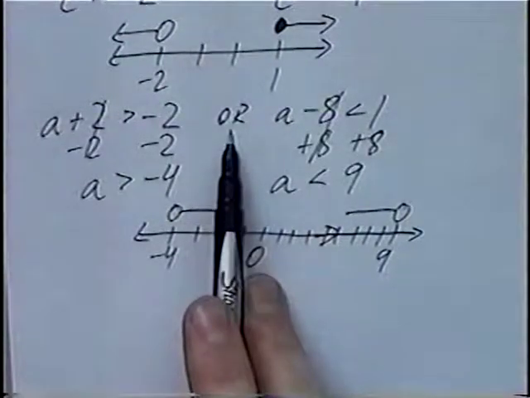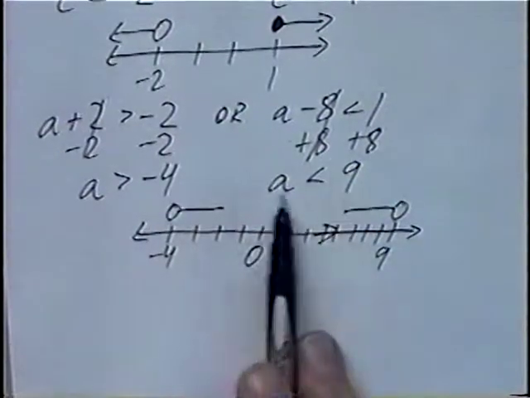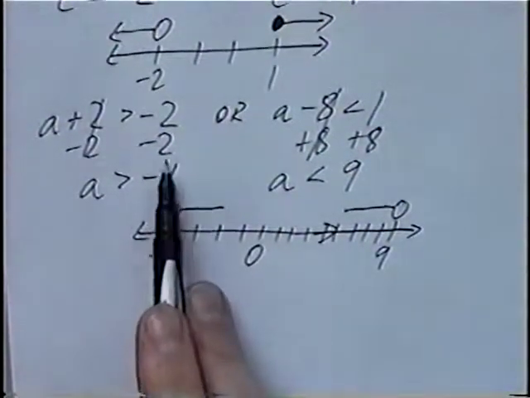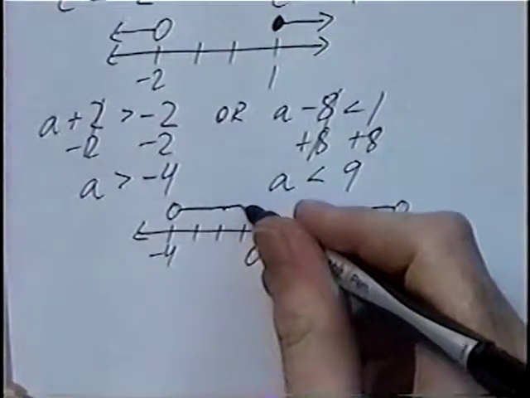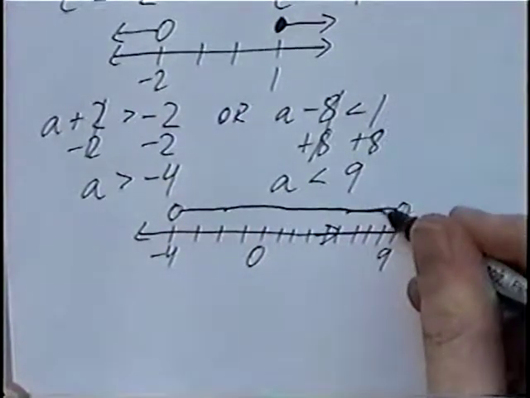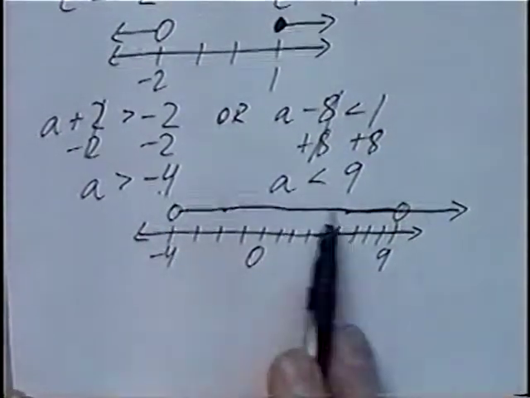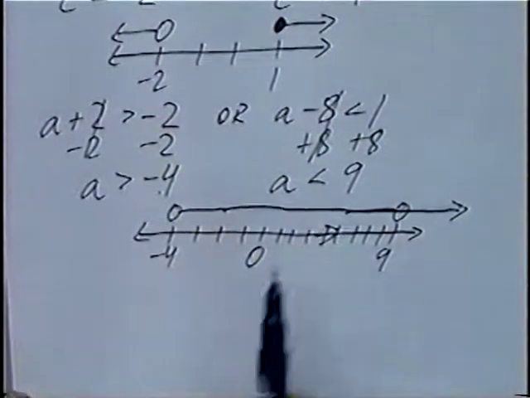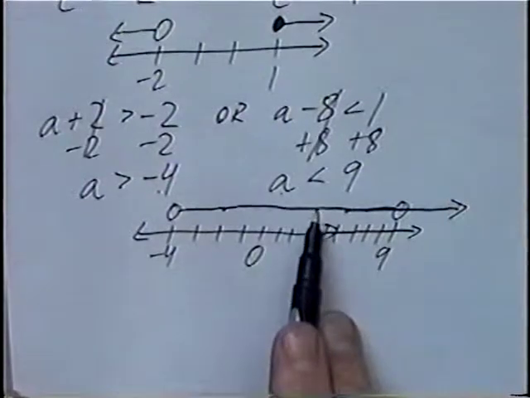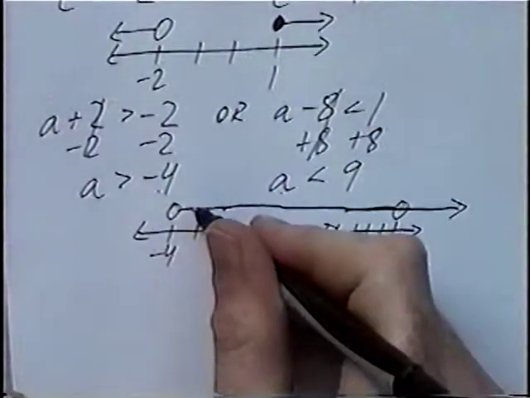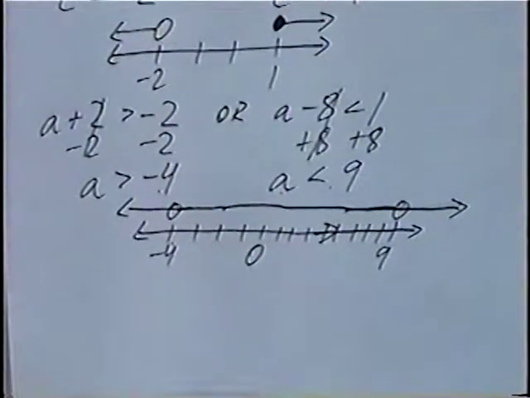The word in the expression at the beginning was or, which means the answer could be either this one or that one. So it could be the numbers that are greater than negative 4. All the numbers greater than negative 4 goes up to 9 and continues past 9. All the numbers greater than negative 4 are all to the right. Likewise, A is less than 9. All the numbers less than 9 go to the left all the way to negative 4, and also numbers past negative 4 are also less than 9.